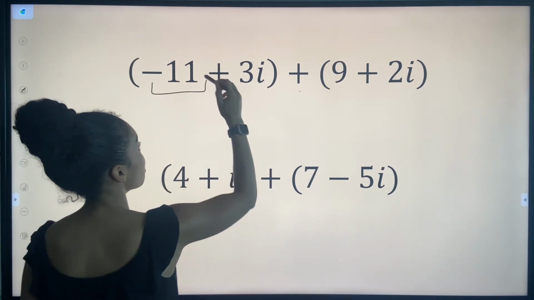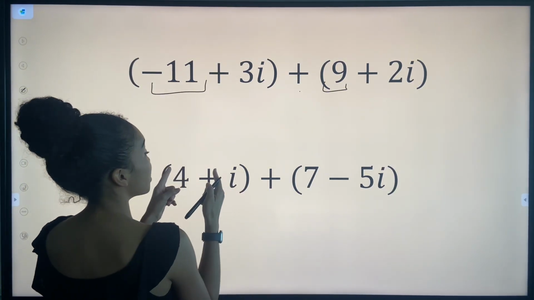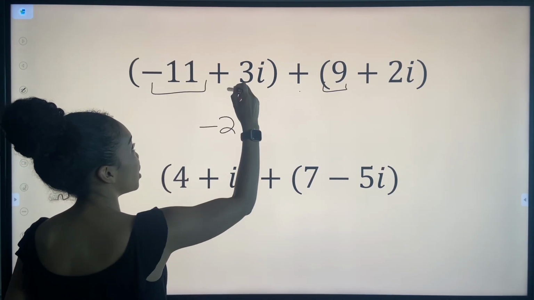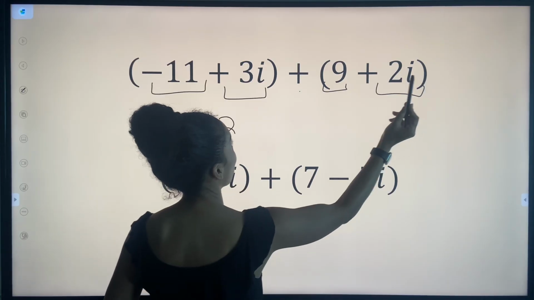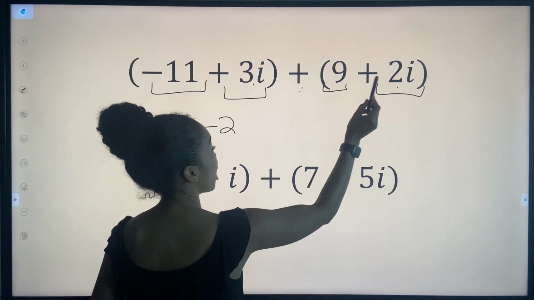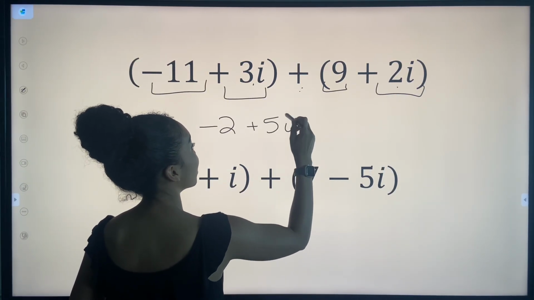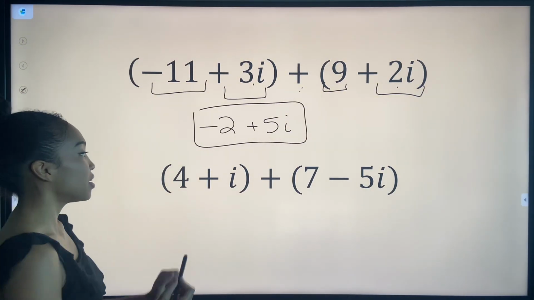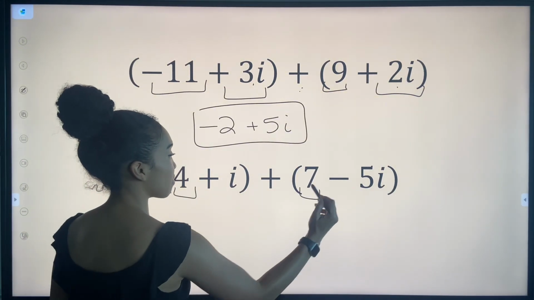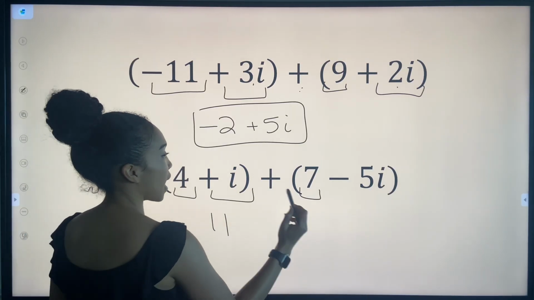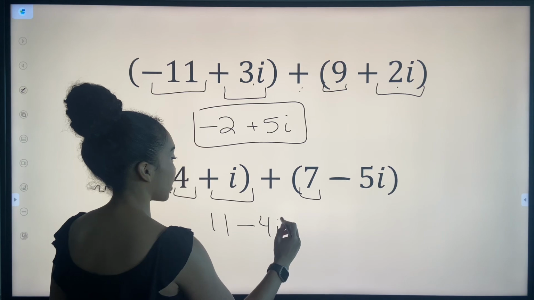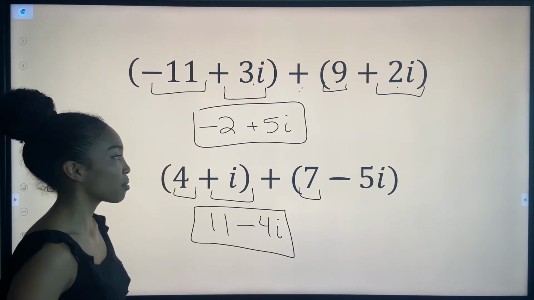Your real parts go together. So negative 11 plus 9 is negative 2, and you're going to combine the imaginary parts: 3i plus 2i is 5i. Here we're going to add, so we have 4 plus 7 is 11, and then i minus 5i is negative 4i. So this is your new complex number.